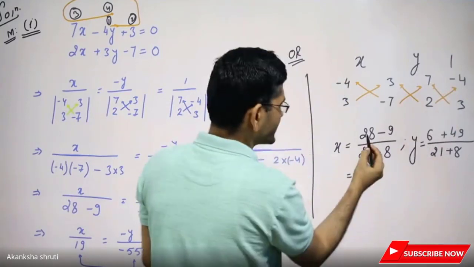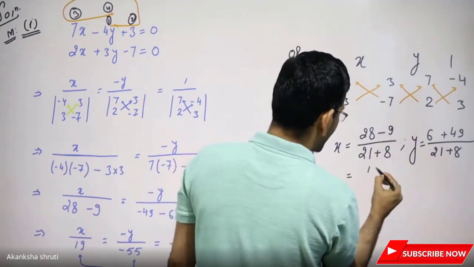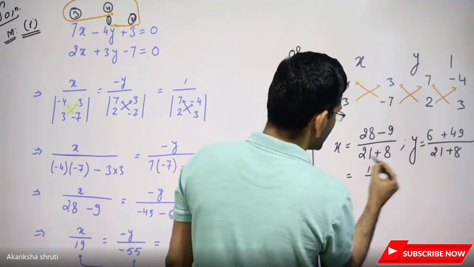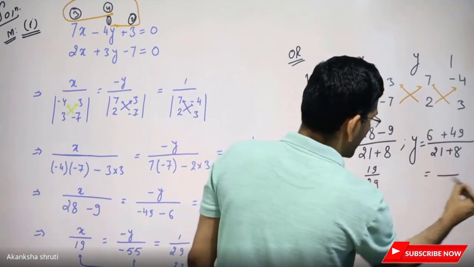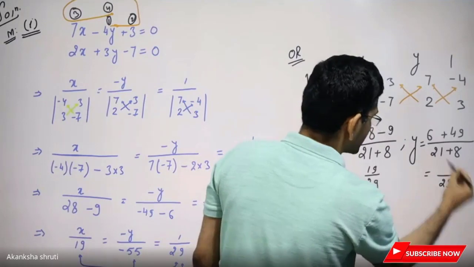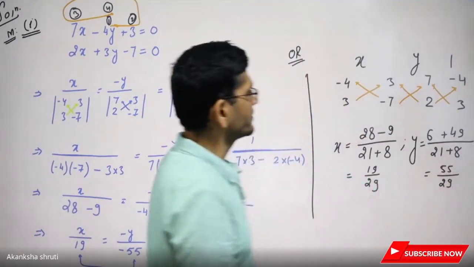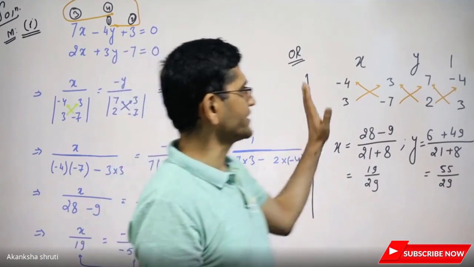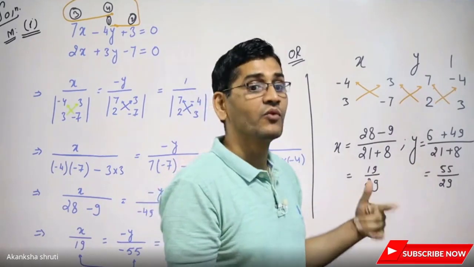This we will get 28 minus 9 is our 19 and 21 plus 8 is our 29, and here the denominator will surely be the same, so 29. Go for adding this, it is our 55. So see, just by writing in this more compact form we can get x and y even quicker.